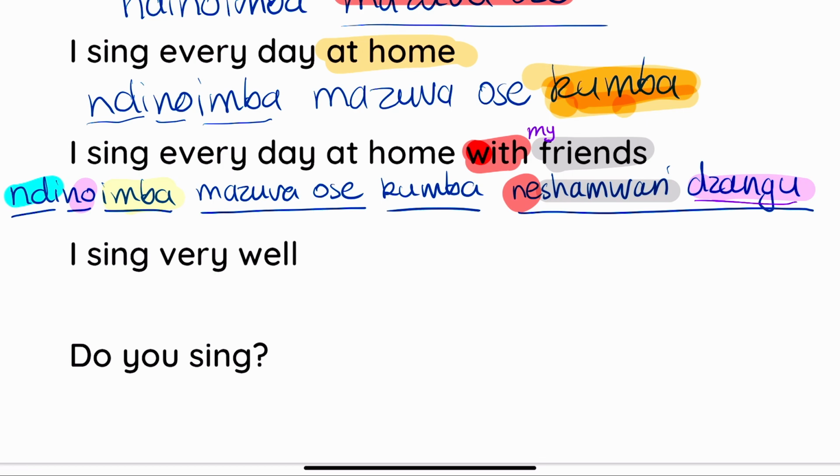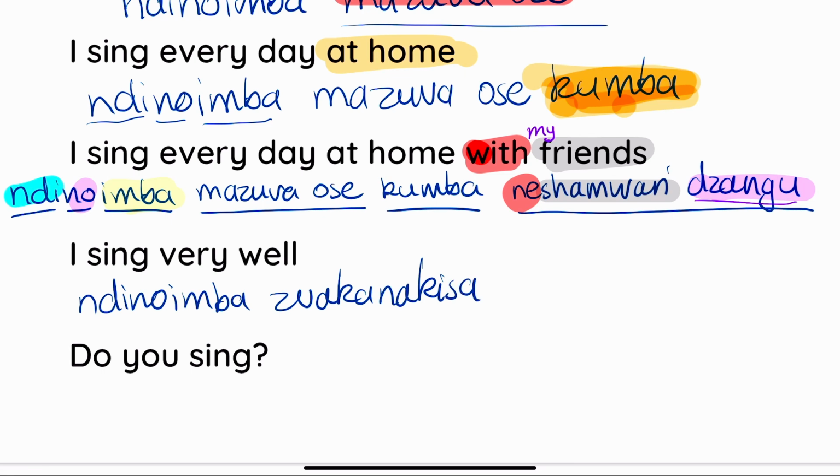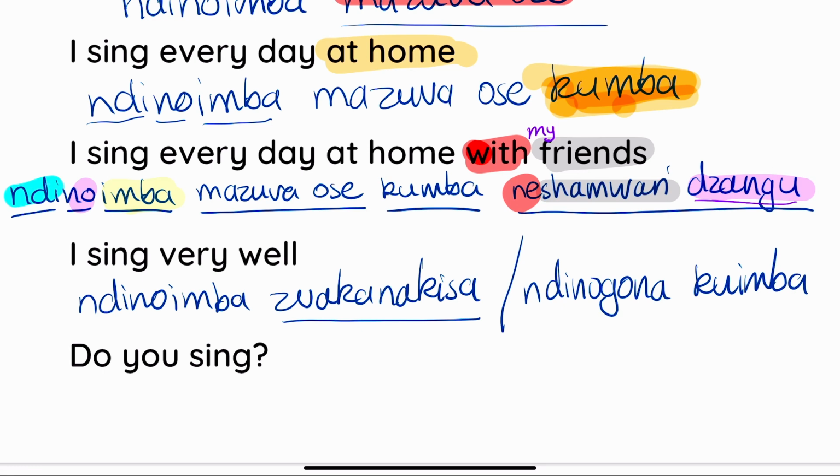Let's do the second from last one, which is I sing very well. This one is slightly irregular. It could be, for instance, ndinoimba zvakanakisa, which basically means I sing what is beautiful. Or it could be ndinogona kuimba, which would translate to I can very well sing. So depending on what you want and what the context is, ndinoimba zvakanakisa or ndinogona kuimba, both of them are perfectly fine.